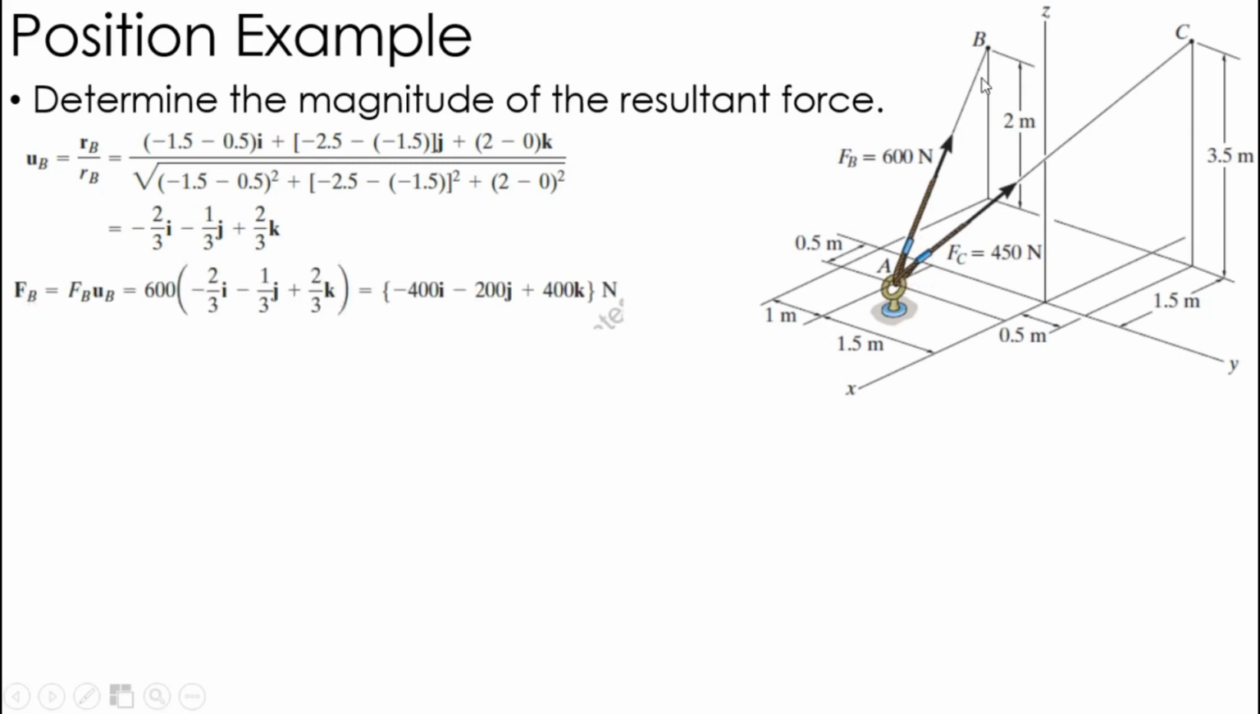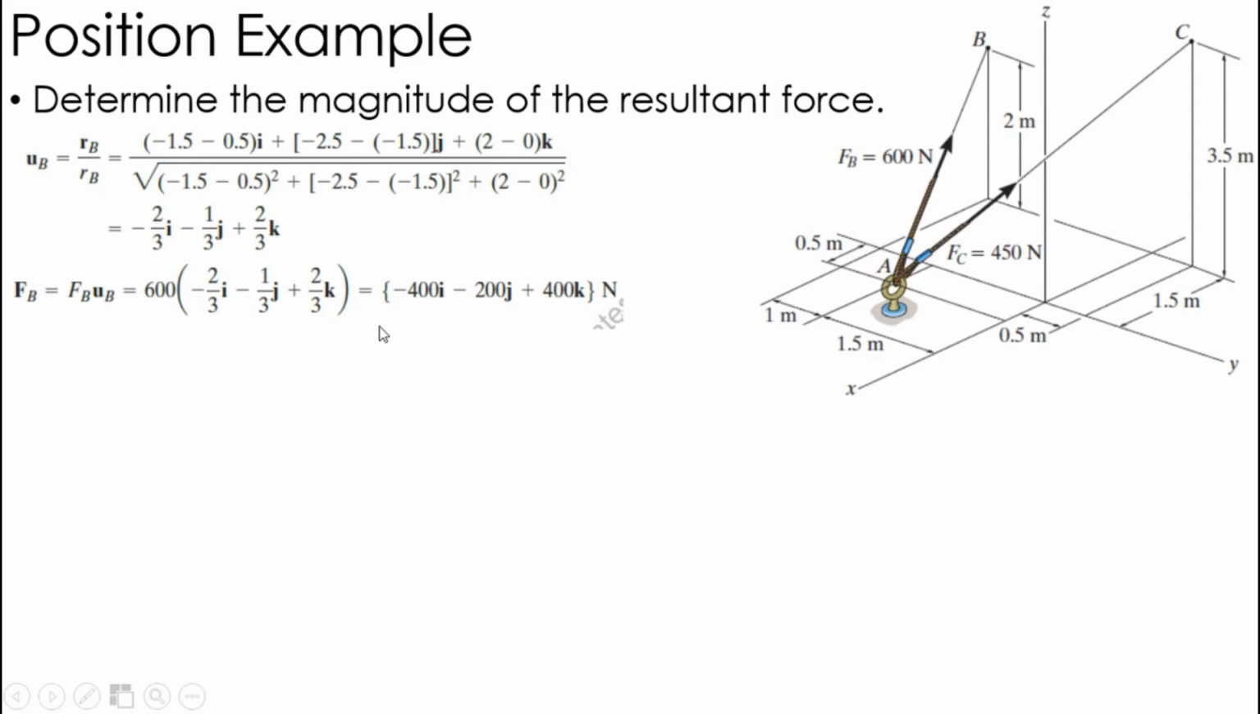from A to B. Now I simply multiply that times the 600 to get this force vector. So I'm writing the force vector B in Cartesian form just by taking the 600 newtons times the unit vector from A to B, given right here. So I take the 600 times -2/3, 600 times -1/3, 600 times 2/3, and I get -400, -200, plus 400. So that's the vector form of FB.